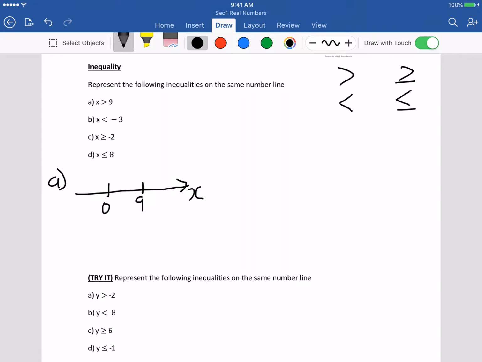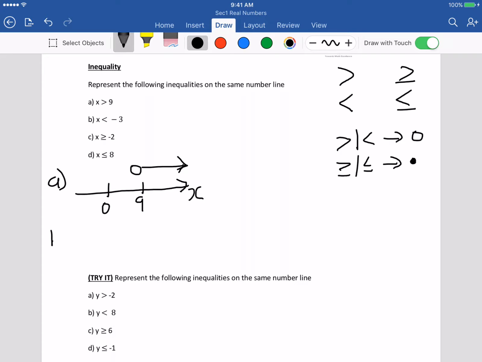x more than 9. Now you have to memorize: as long as your signs are more than or lesser than, we use a circle to denote. If it's more than or equal to, or lesser than or equal to, we use a dot. This is x more than 9, so draw a circle on top and draw it like that. x more than 9.